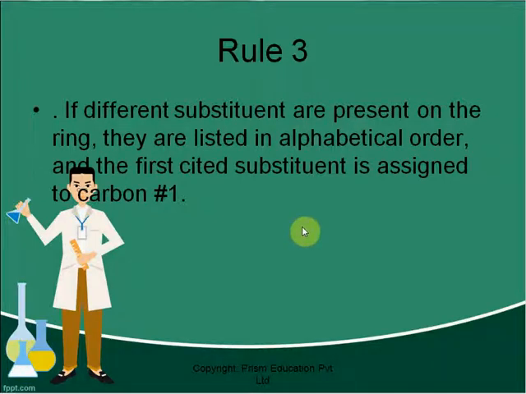Rule number 3. If different substituents are present on the ring, let us say we have more than one substituent, chlorine at ortho position and let us say amino group at meta position, then they are listed in alphabetical order, right? First cited substituent is assigned to carbon number 1. So see which one comes first in the alphabetical order and name it as 1.